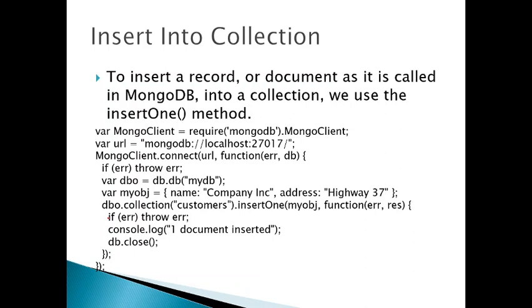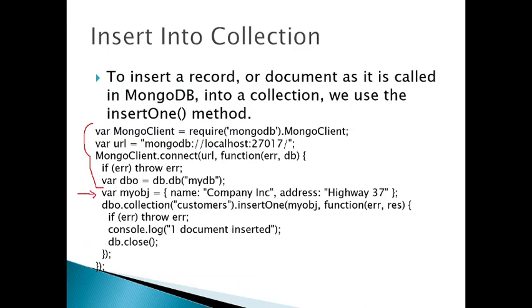Now, to insert some record or some document into the database, you have two methods. One is insertOne. It will insert one document into the database at a time, and we will see the second method also. To insert one document into the collection, we will use the insertOne command. Here you can see this part of the code is the same as in the last slide. The database connectivity will be there to connect the database.